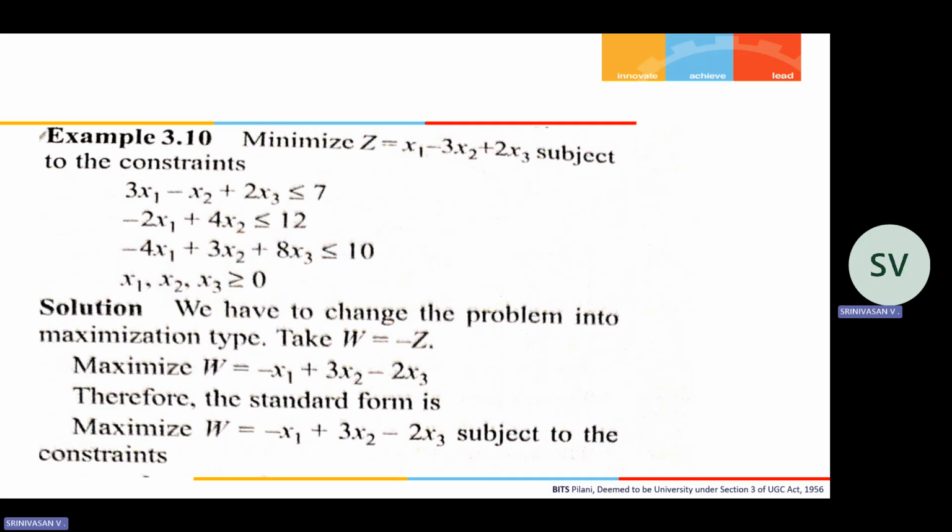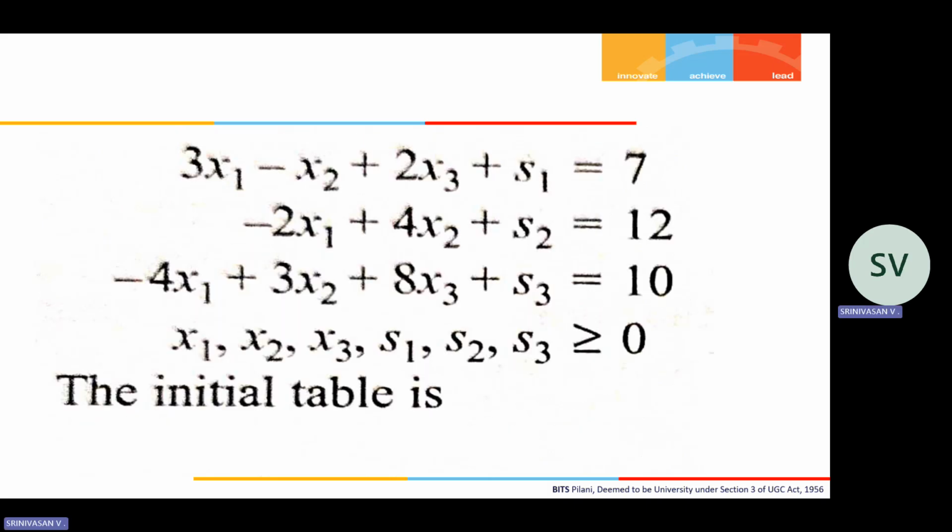So what will be on the right hand side? Minus x1 plus 3x2 minus 2x3. Therefore, the standard form is maximize W. So the entire thing is now written in terms of W, isn't it? Maximize W, which is minus x1 plus 3x2 minus 2x3, subject to the constraints 3x1 minus x2 plus 2x3 plus s1 equal to 7, minus 2x1 plus 4x2 plus s2 equal to 12, minus 4x1 plus 3x2 plus 8x3 plus s3 equal to 10, x1, x2, x3, s1, s2, s3 all greater than or equal to 0.